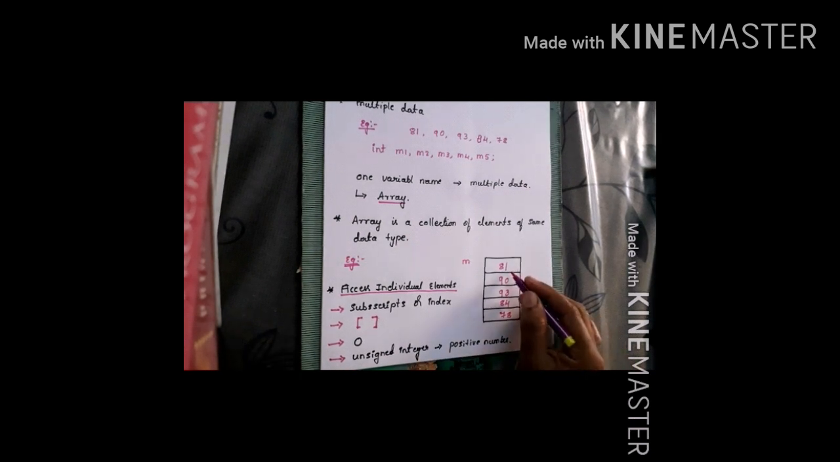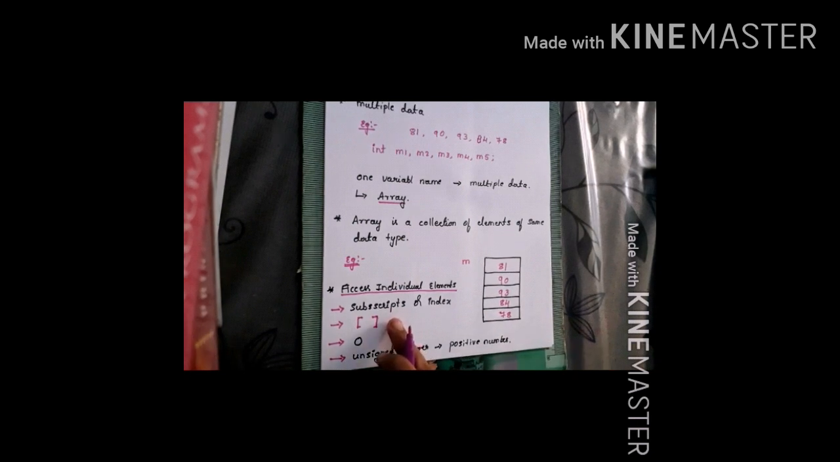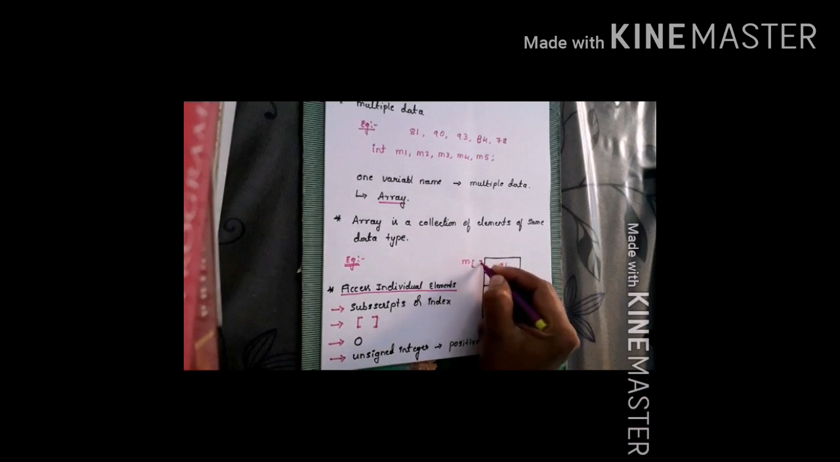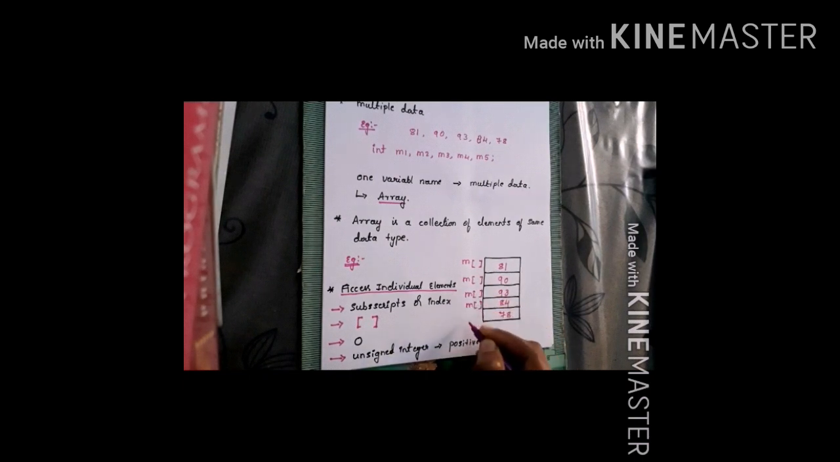Now I'll show how to access the elements of the array M. Okay, so we can access the elements of the array using subscripts. We always write subscript within square brackets. Always the array index or the subscript starts with the value 0. Means what? The subscript or index of the first element is 0. Next 1, 2, 3 and 4.